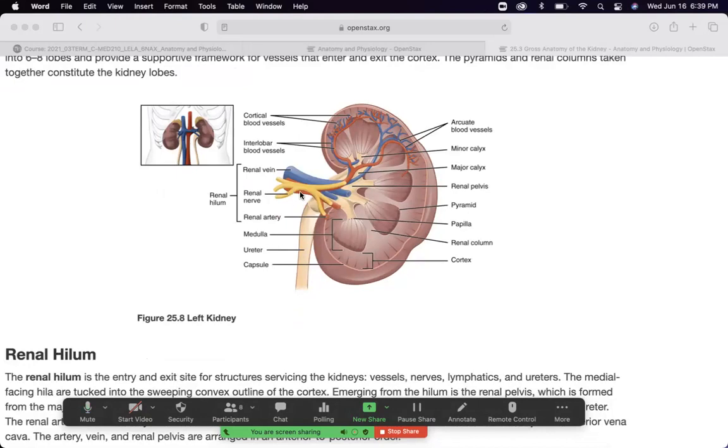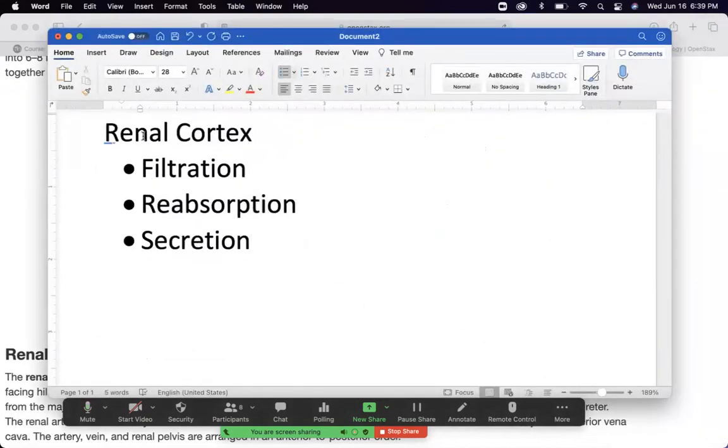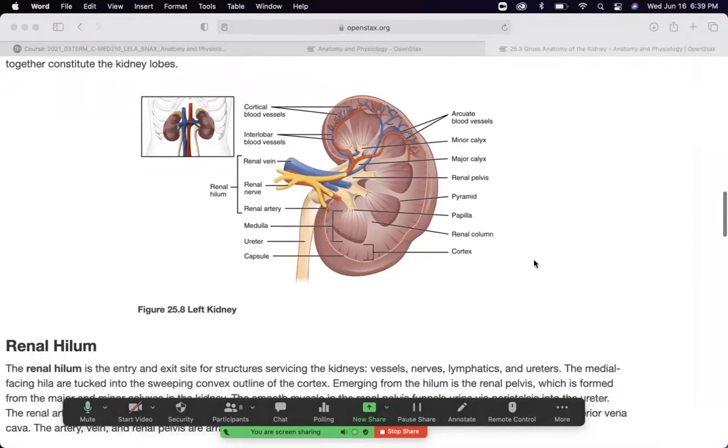I could ask a physiology question. Is the blood coming in the renal artery, is it clean or dirty? It's of course dirty. How about the blood going out into the renal vein? It's clean. Who cleans it? Well, the cortical area. Okay. And what were the three functions in our renal cortex? Filtration, reabsorption, secretion.